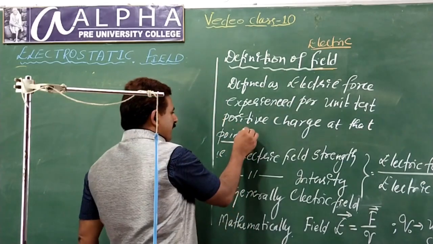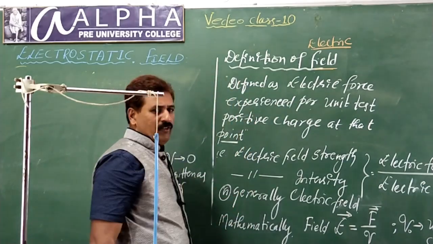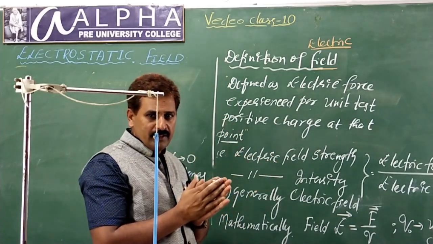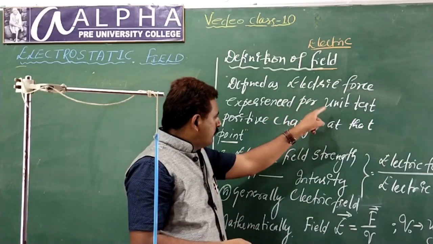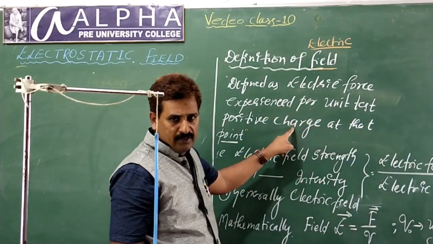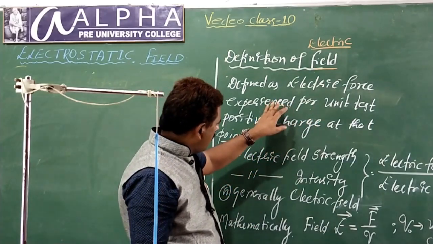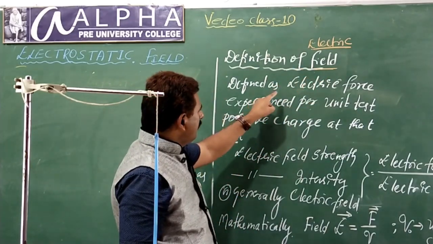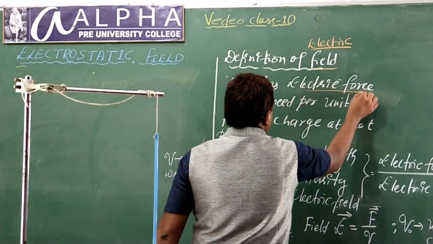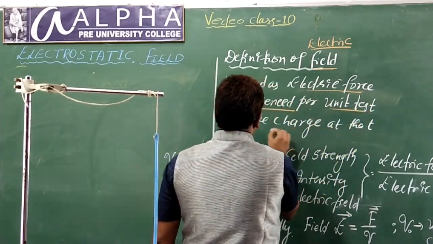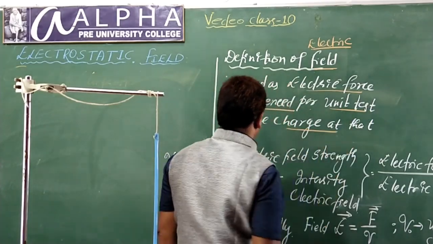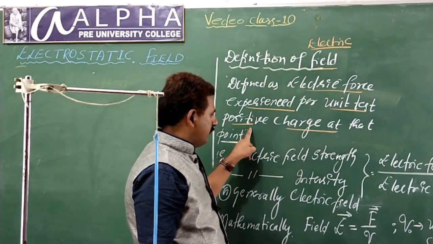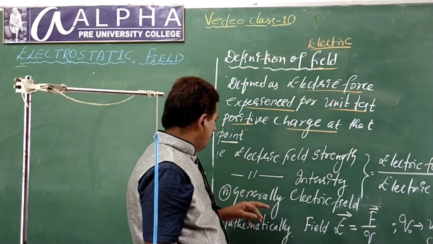Why is it defined this way? Definition means how much force is there at that point is measured in terms of force per unit charge at that point. If you understand this way, it is called electric field. Electric field is defined as electric force experienced per unit test positive charge at that point. Why the word unit? Test positive. We'll come to that shortly.